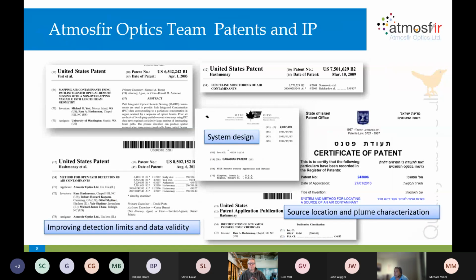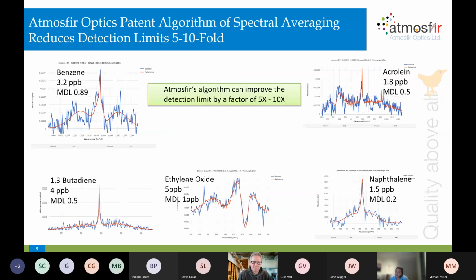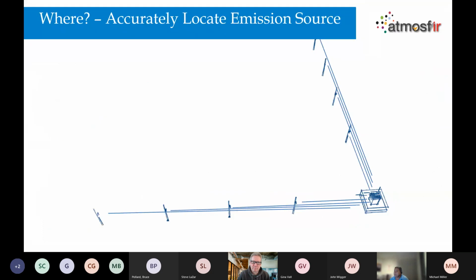I will go over the patents that this system includes, but I think the most important is that with the patent that reduces the noise, we get a better detection limit, and we can improve any spectral technology by a factor of 5. That gives us the ability to measure all the compounds needed to be measured by this rule at ppb or sub-ppb levels.